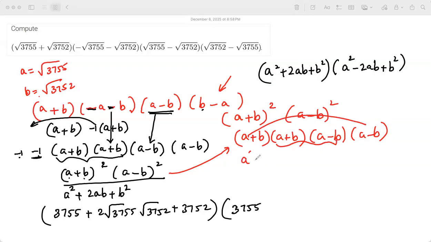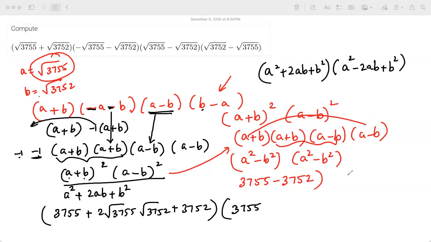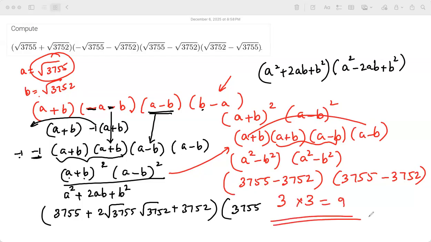So the first one is a squared minus b squared. The second one is as well a squared minus b squared, right? Lovely. And so then I got (a plus b) whole squared and (a minus b) whole squared equals 3755 minus 3752. Very clever. This is the way to do. 3755 minus 3752, this is 3, and 3 times 3 is 9. Very nice. Easy.